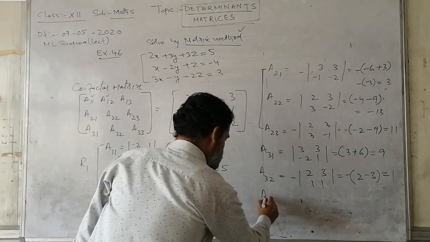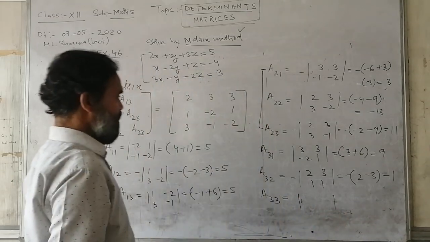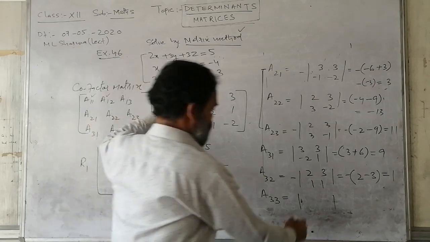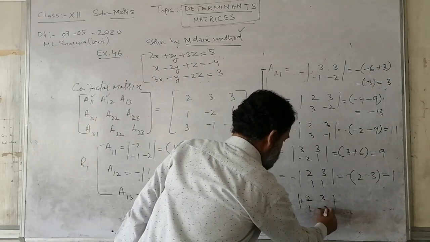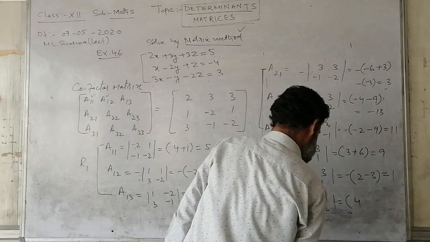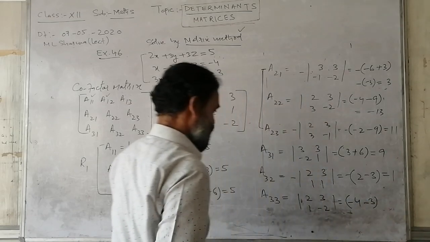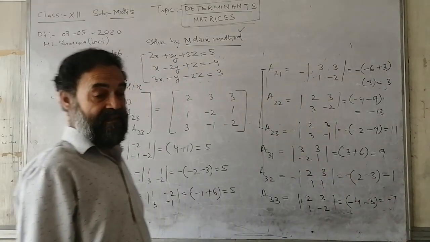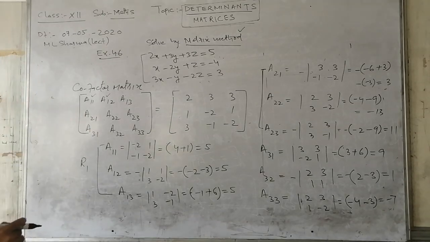And the last element, this will be positive, A33, this element. Its cofactor will be obtained by 2, 3, 1, minus 2. So this will be equal to minus 4 minus 3, and finally minus 7. So in this way, all the cofactors are to be found out.